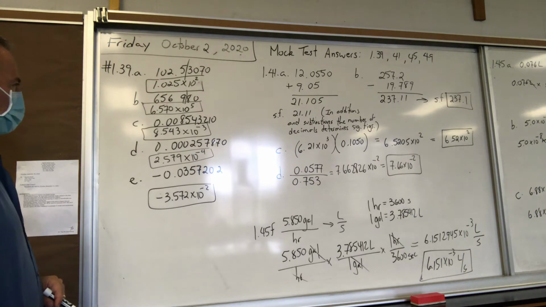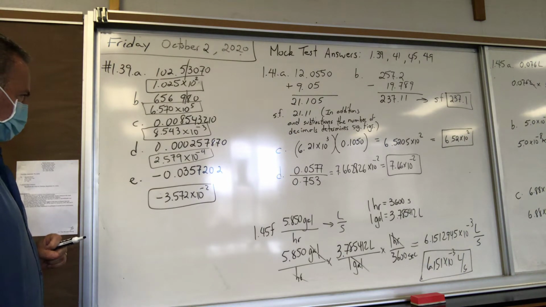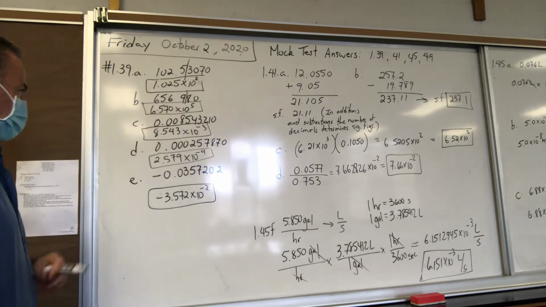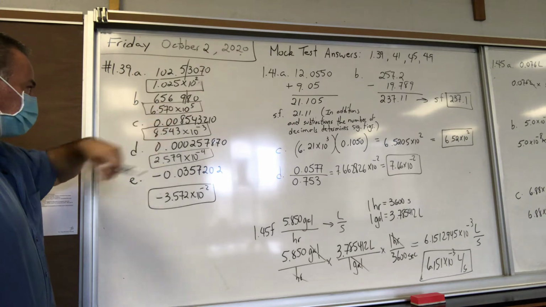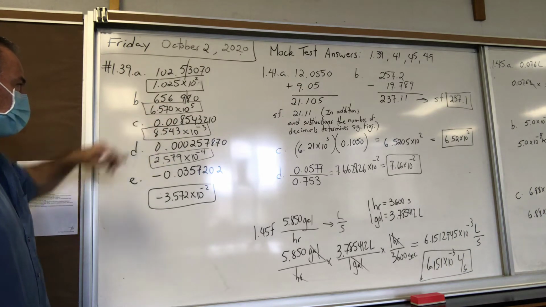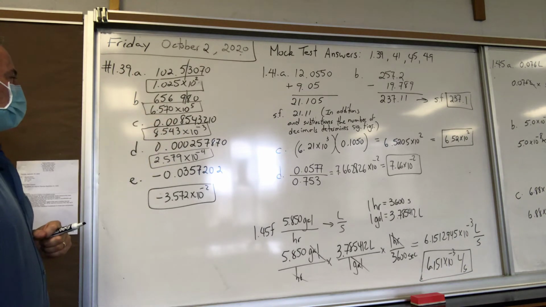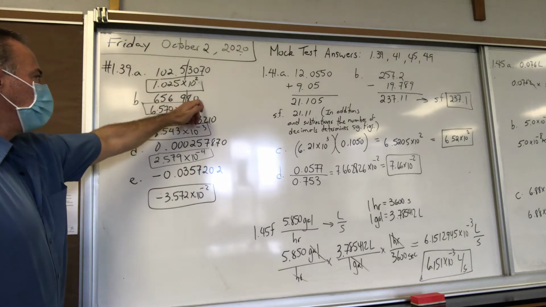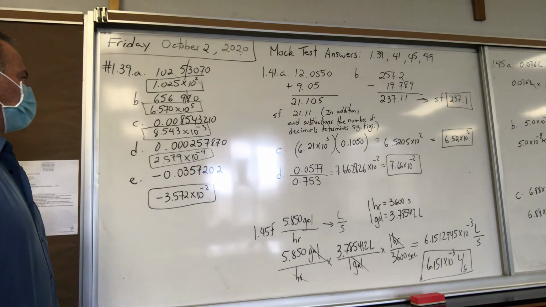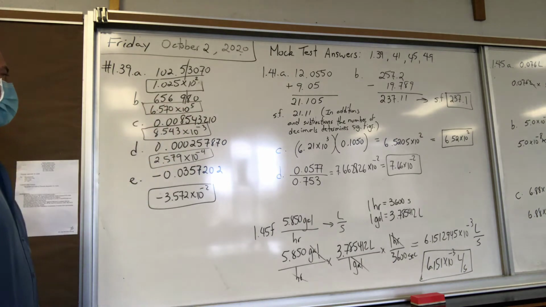In B, the number is 656,980. Which means we cut it off between the 9 and the 8. We're going to round up, but because we round up, this turns into 0 and this turns into 7. So the final answer is 6.570 times 10 to the power of 5, because the decimal had to be moved to between the 6 and the 5 from the position right after the 0. So that's 5 jumps over and the exponent goes up.